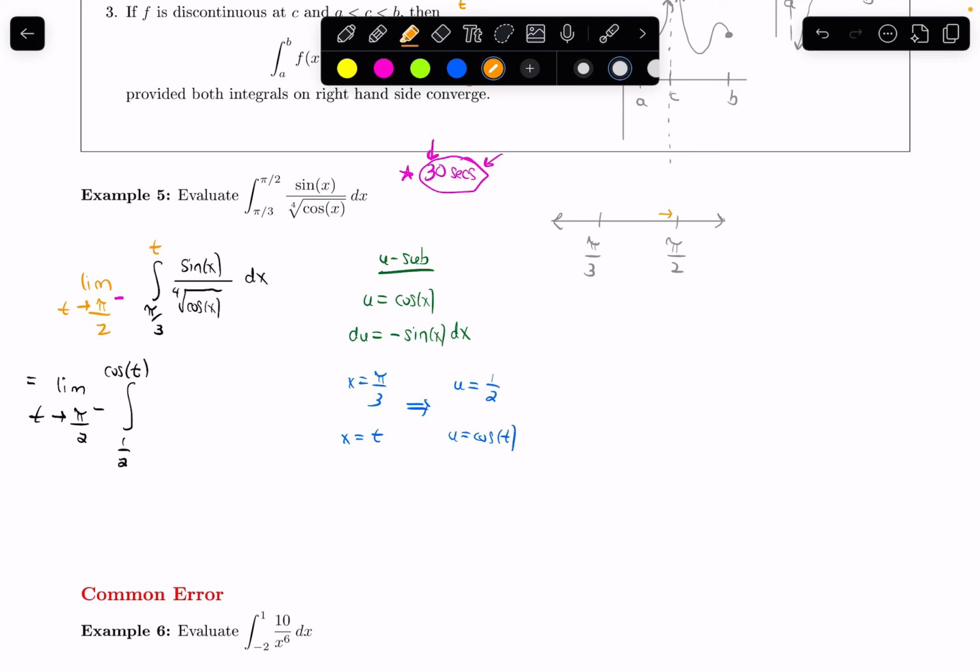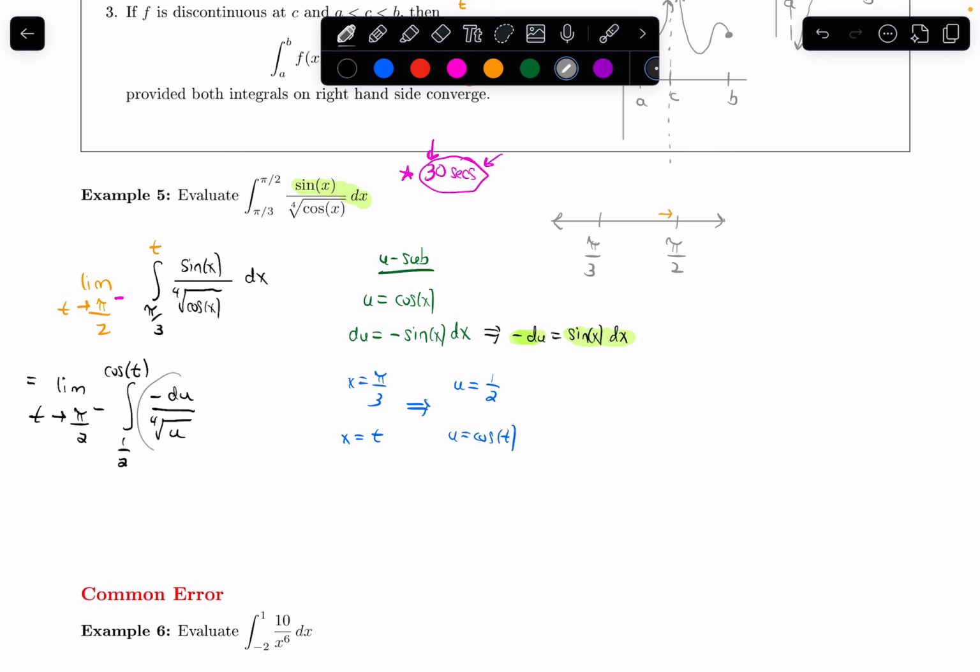And then in my function, I noticed that in my numerator, I have sine of x dx. And that's really close to what du equals. In fact, I can make that perfectly match up if I just move this negative sign to the other side. If I do that, I get negative du equals sine x dx. So let me highlight that. Negative du is sine x dx. So in the numerator of my integral, I have negative du, and the denominator becomes the fourth root of u.